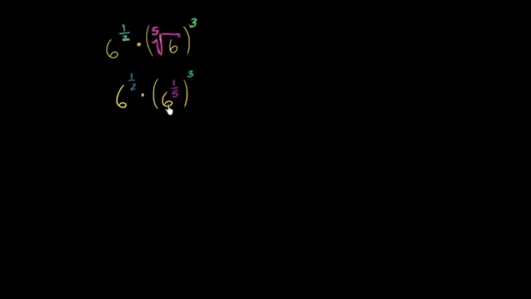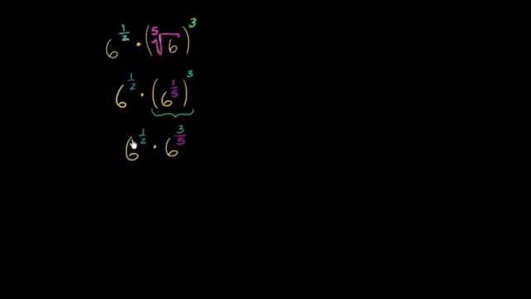Now, what happens if we raise something to an exponent and then raise that whole thing to another exponent? Well, we've already seen in our exponent properties that's the equivalent of raising this to the product of these two exponents. So this part right over here could be rewritten as 6 to the 3 times 1/5, which is 3/5. 6 to the 3/5 power. And of course, we're multiplying that times 6 to the 1/2 power, 6 to the 1/2 power times 6 to the 3/5 power.